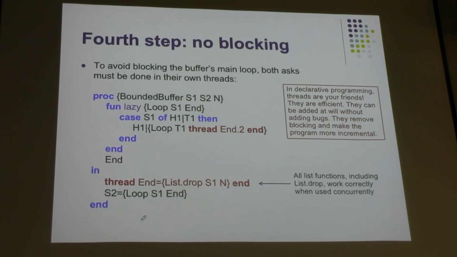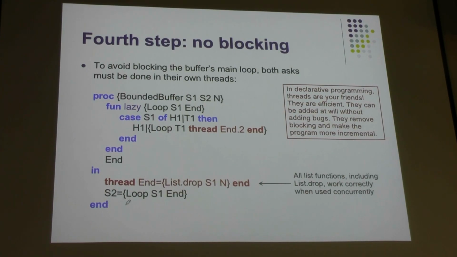They're your friends. It's not the case in Java. In Java, threads are very nasty because when you use them together with mutable state, it's very messy and nasty. But in a declarative paradigm, it's not like that. Threads are very nice and friendly, and you can embrace them, use them wherever you want. So here we will add a thread so that the list.drop waits separately, not in the main thread.